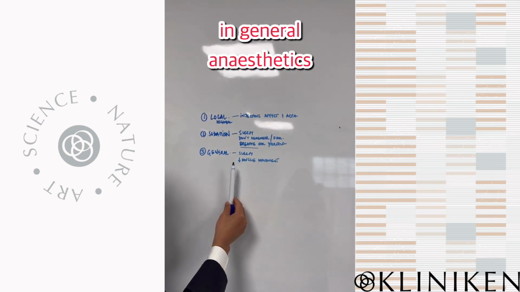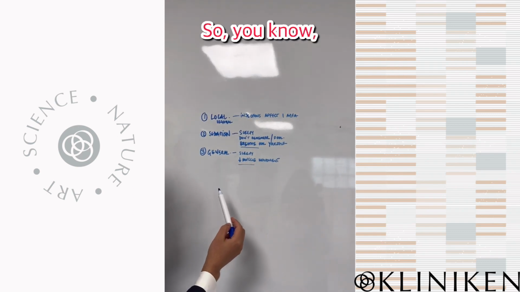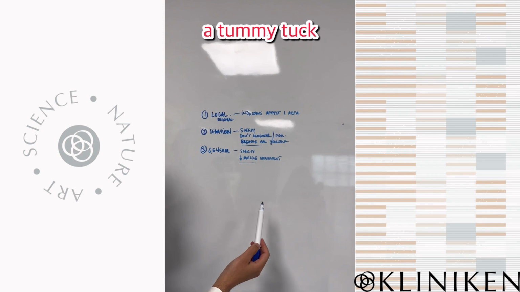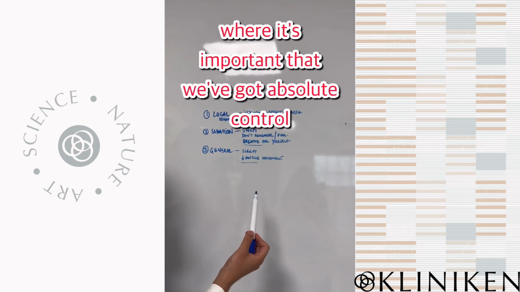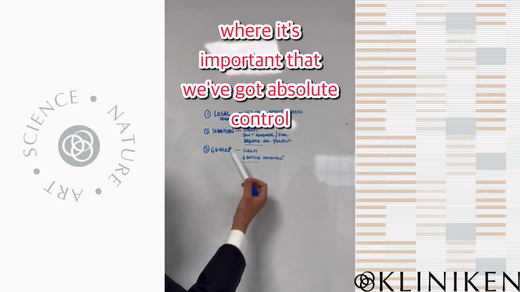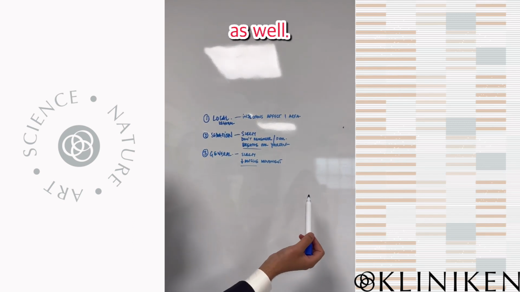General anesthetics are used where it's really important that the muscles aren't moving, for example, a tummy tuck, some of the breast surgery and things like that. So those are the different cases where it's important that we've got absolute control to make sure that we can control the surgical outcomes as well.